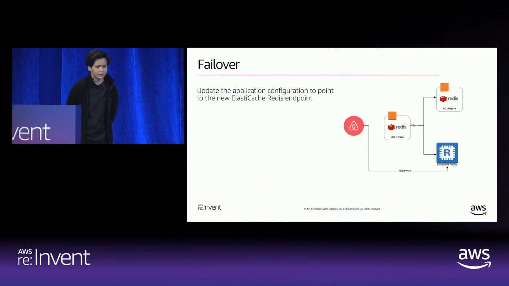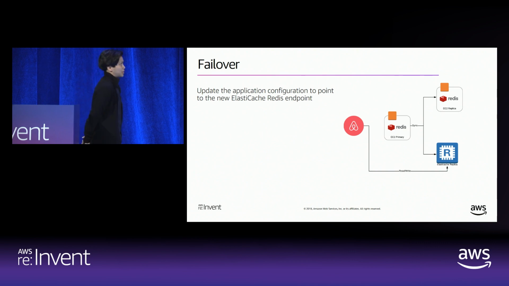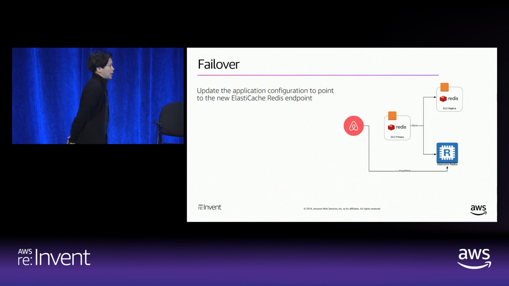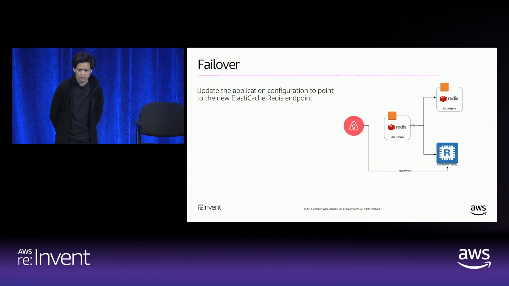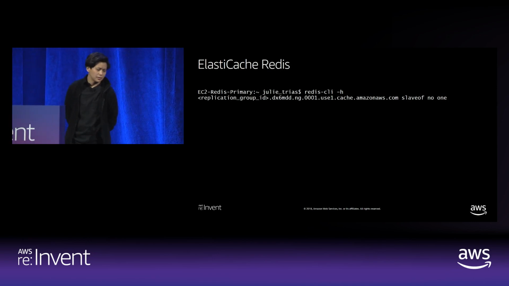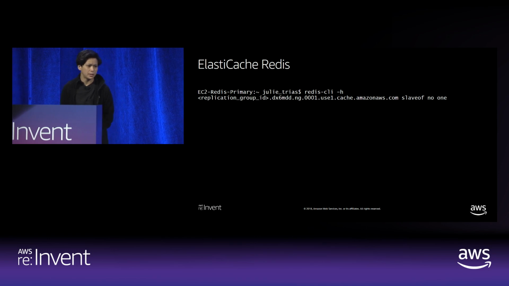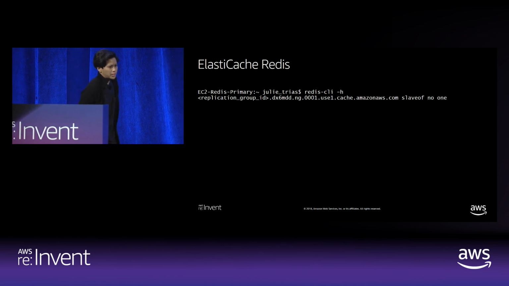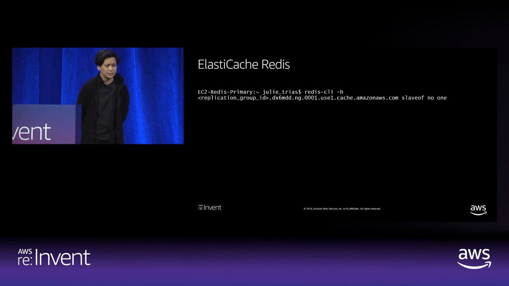So what's the next step? Now we need to promote the single node ElastiCache Redis cluster, right? We have to make that replica a master. And you just issue the slave of no one command. So earlier we did the slave of command to make the ElastiCache cluster a replica of EC2 Redis. Now we're issuing the command that it should be a slave of no one.